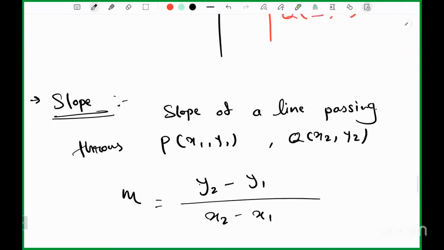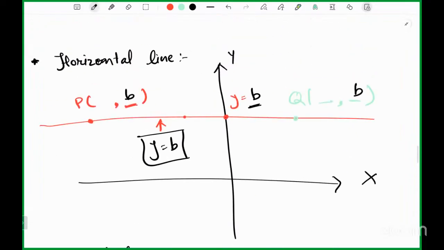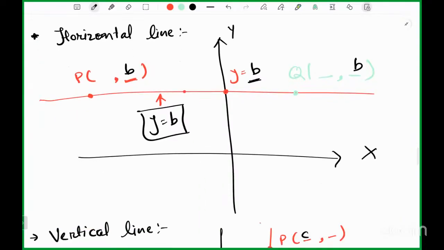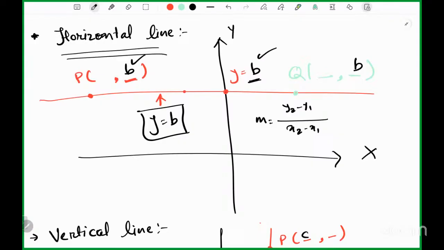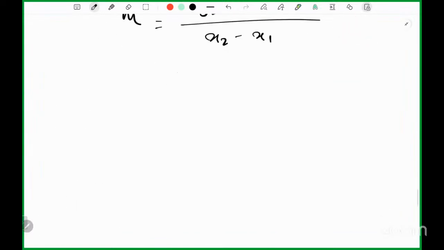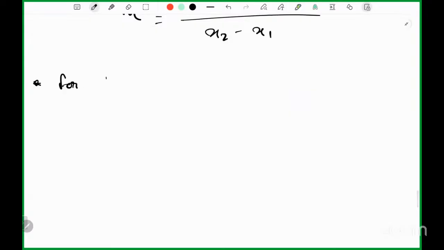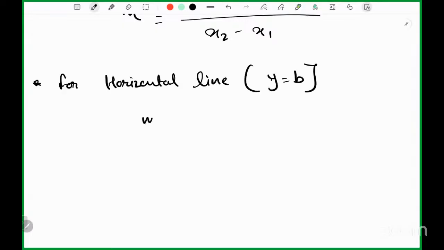Now let's move back to the horizontal and vertical lines and find out what the slopes are. In the horizontal line, if you apply the formula m is equal to y2 minus y1 upon x2 minus x1, the y coordinate is not changing. B is there, B is there. So y2 is always b and y1 is also always b. That means the slope will become 0. So horizontal lines will always have the equation y is equal to b, and the slope is 0.